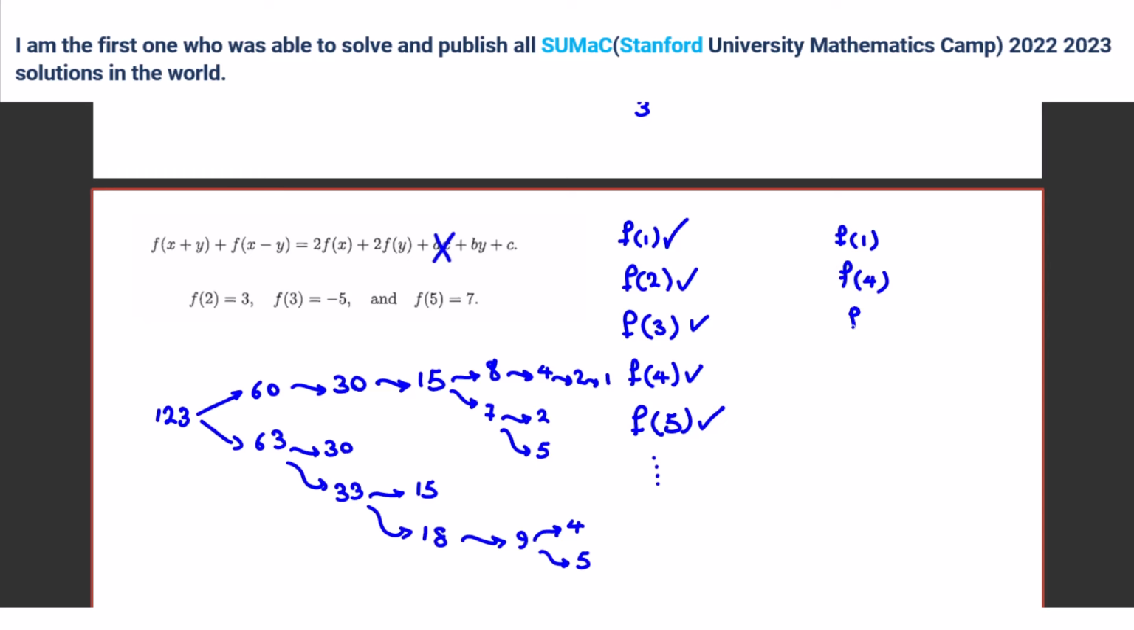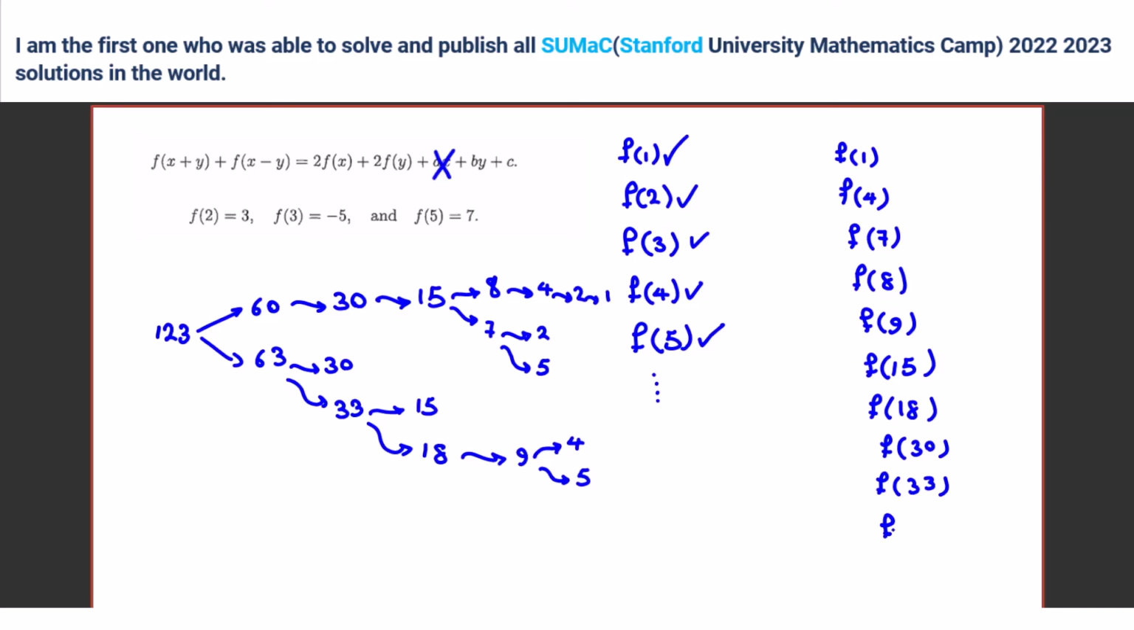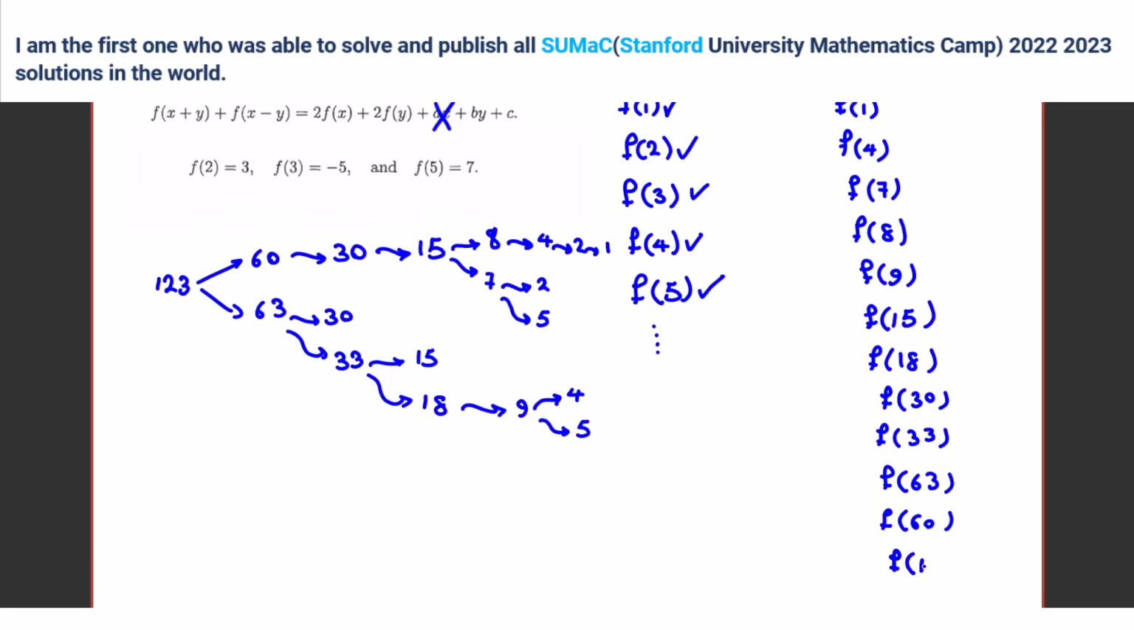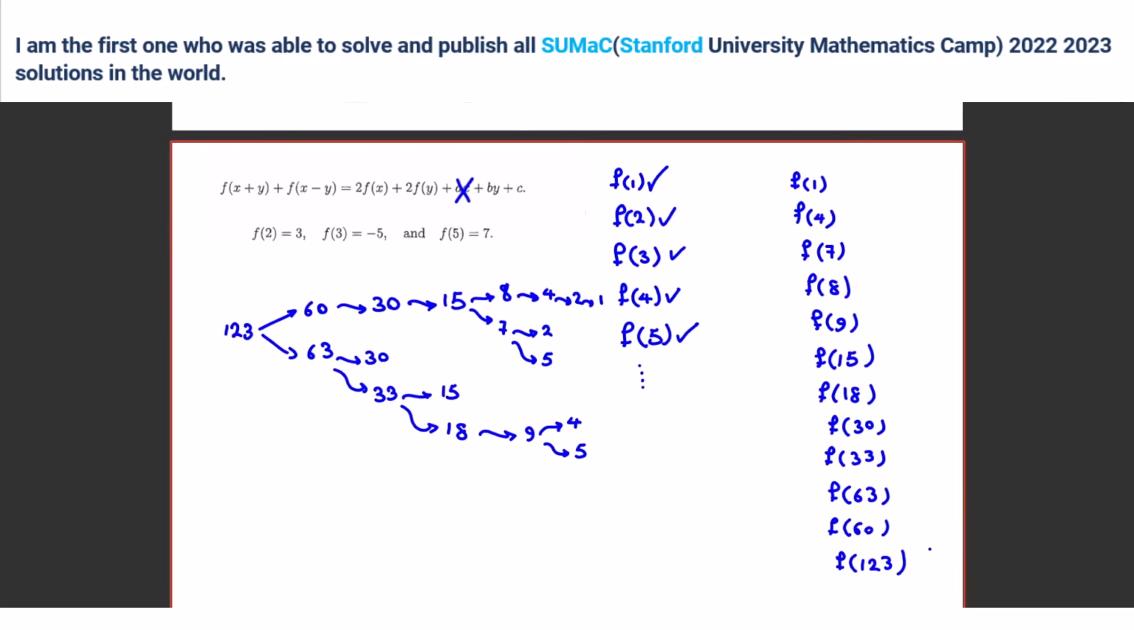F of 5, we know. F of 7, right? F of 8. F of 9. F of 15. F of 18. F of 30. 33, right? 63. Yeah. 60 and 120, right? Yeah. Okay, I think you can calculate this as homework. Want to do it now or as homework? Homework. Okay.